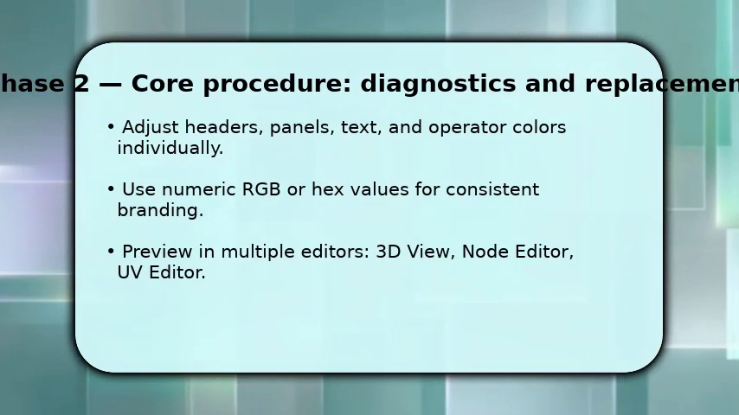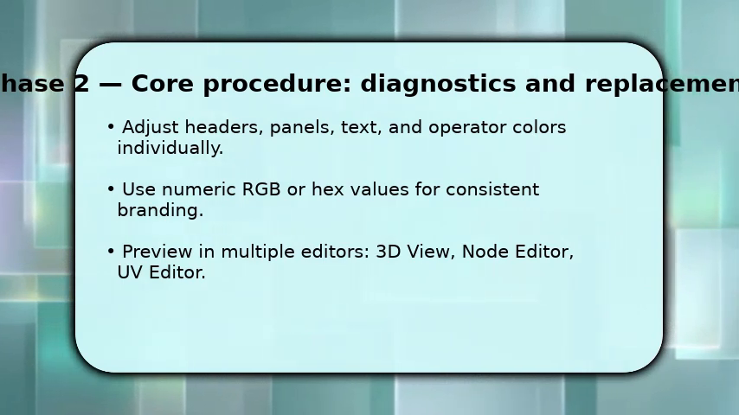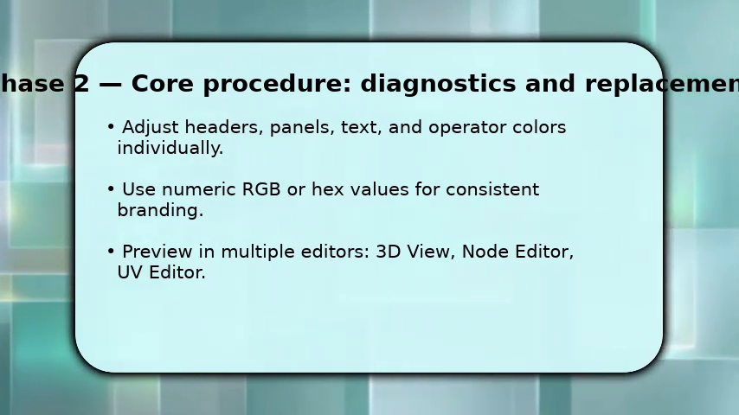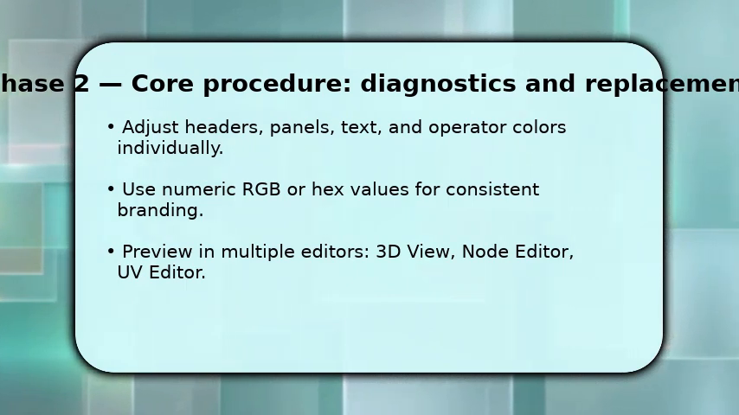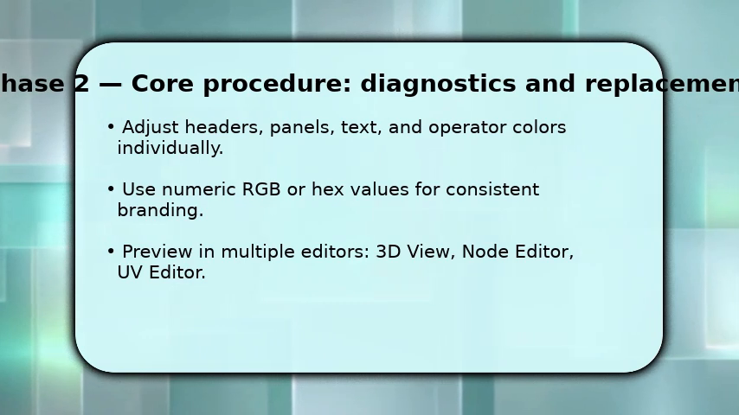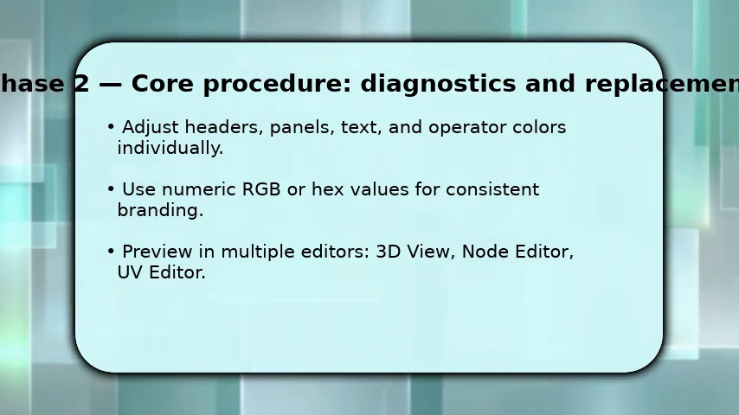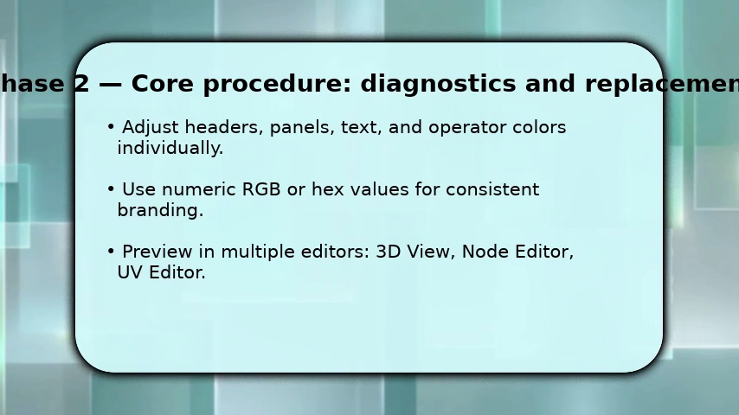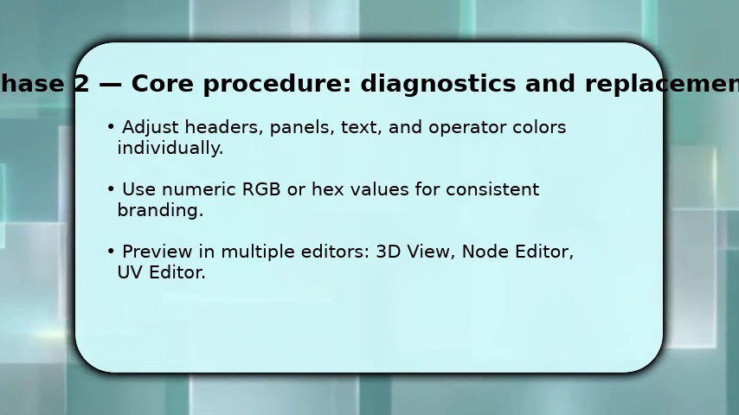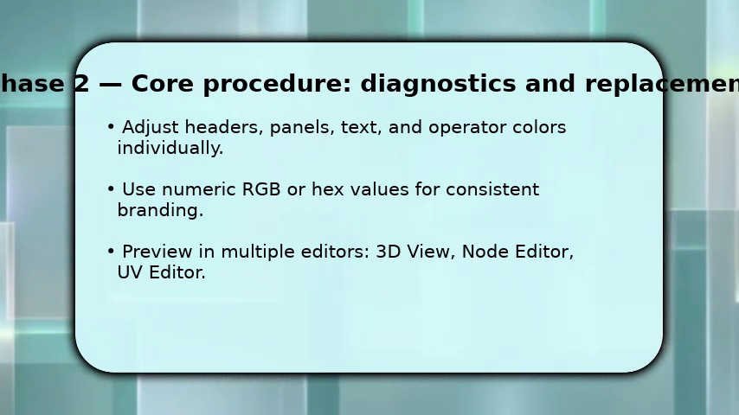Once you've created or selected a base, dive into detailed elements. Headers, panels, status bars, and widget states. You'll change active, hover, and disabled colors separately. You can enter exact RGB numbers or hex codes for consistency across projects, which matters when matching brand or readability goals. Make sure to switch between editors, 3D View, Node Editor, UV Editor, because some elements inherit colors differently.